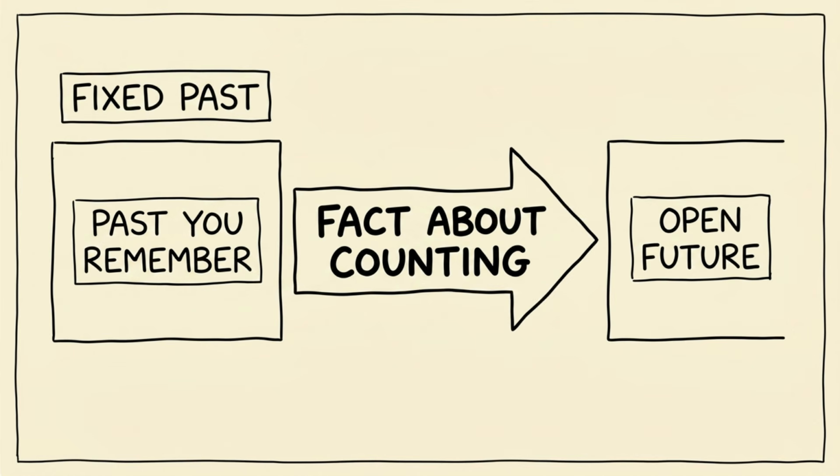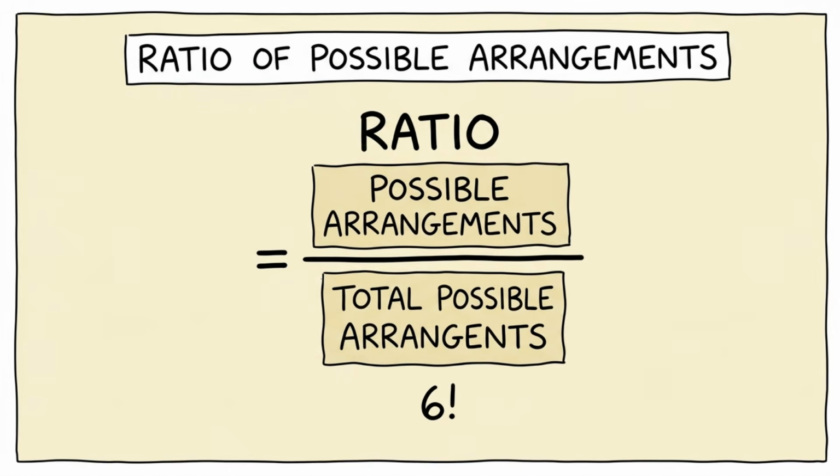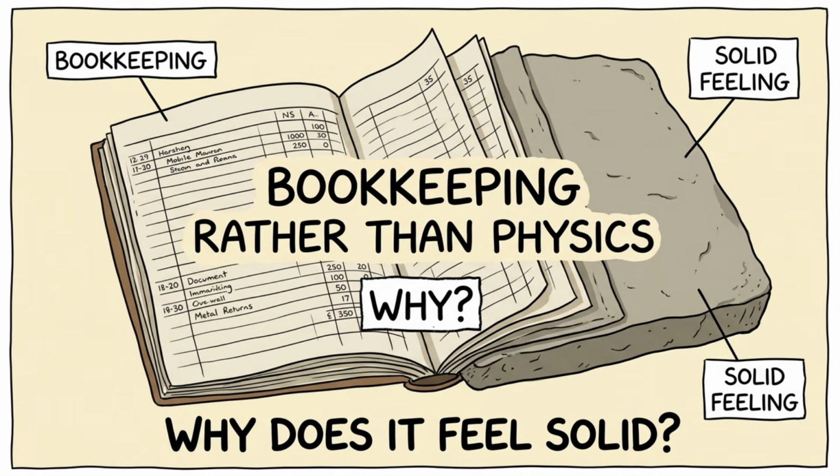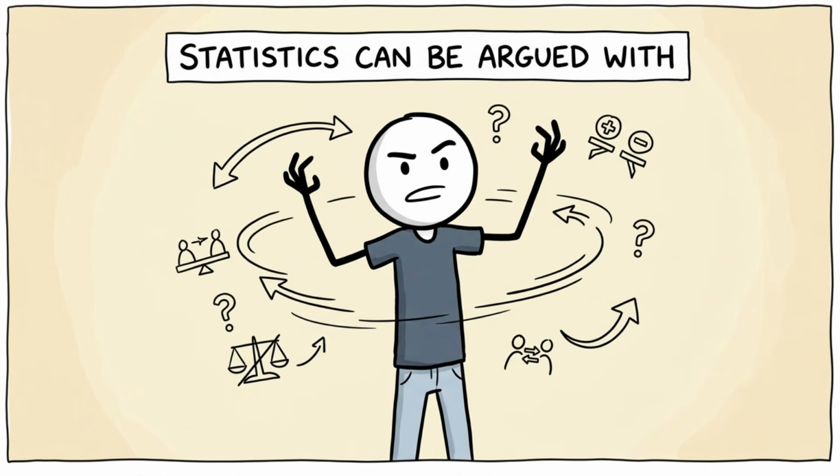The difference between the fixed past you remember and the open future you are anxious about is, on the current best account, a fact about counting. It is a ratio of possible arrangements, not a law. An accounting result. If the direction of time is bookkeeping rather than physics, why does it feel like the most solid thing about being alive? Statistics can be argued with.